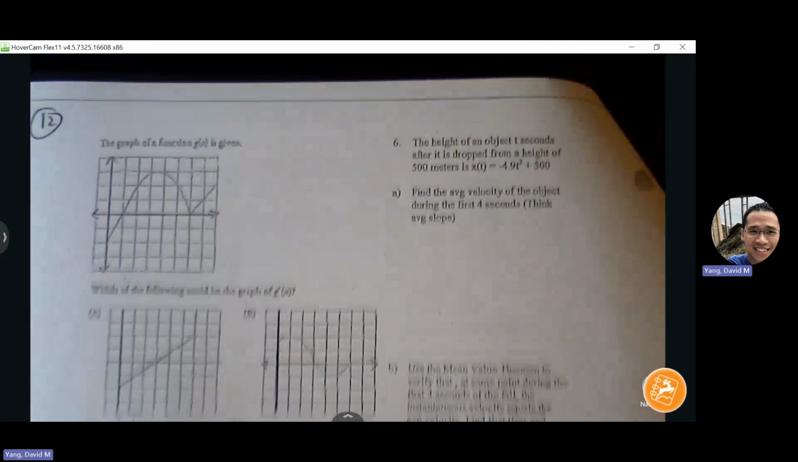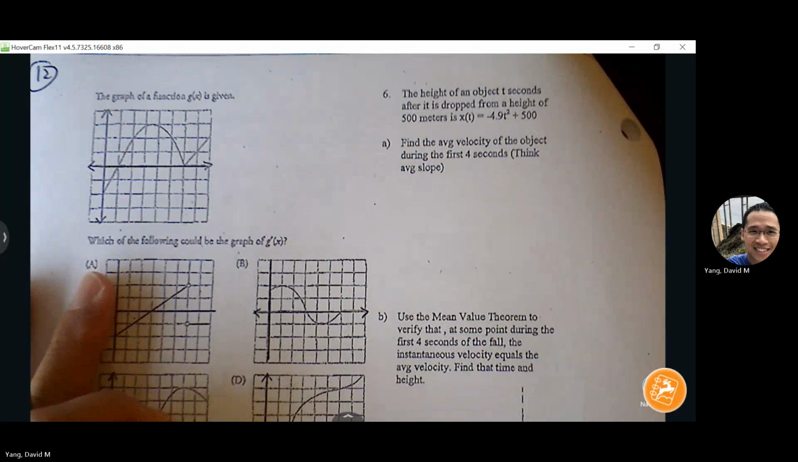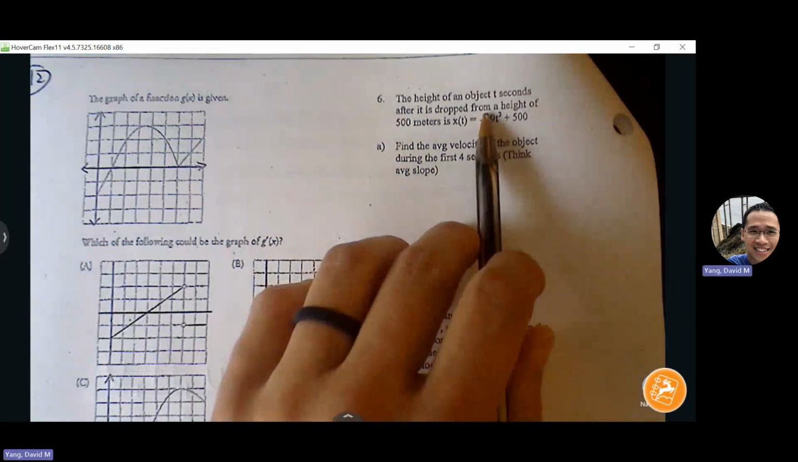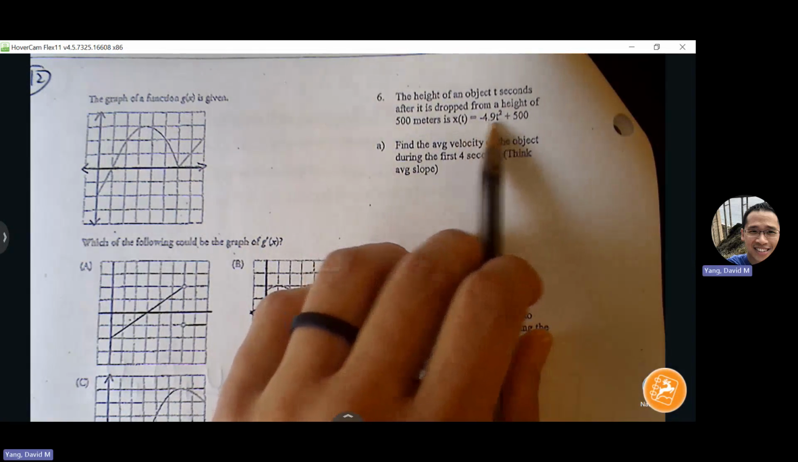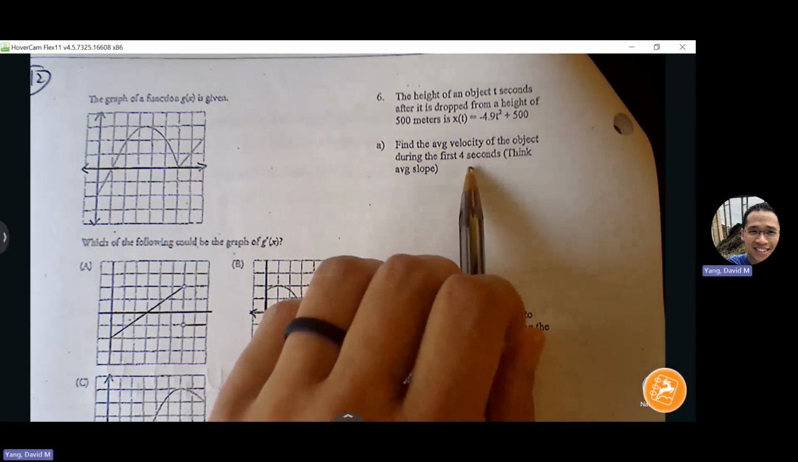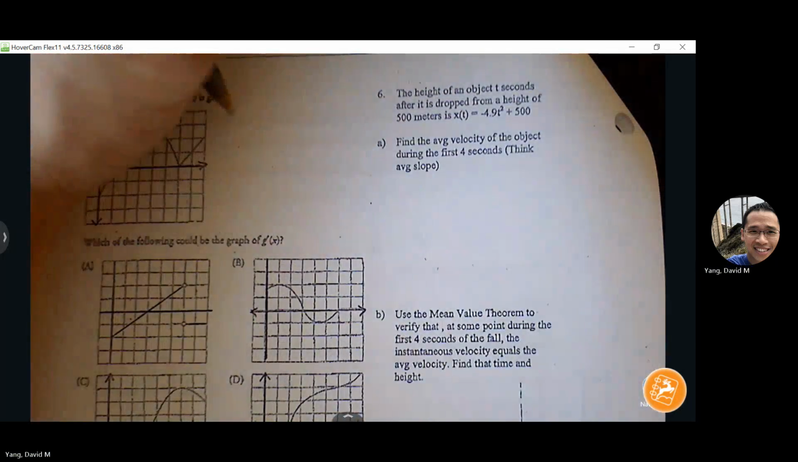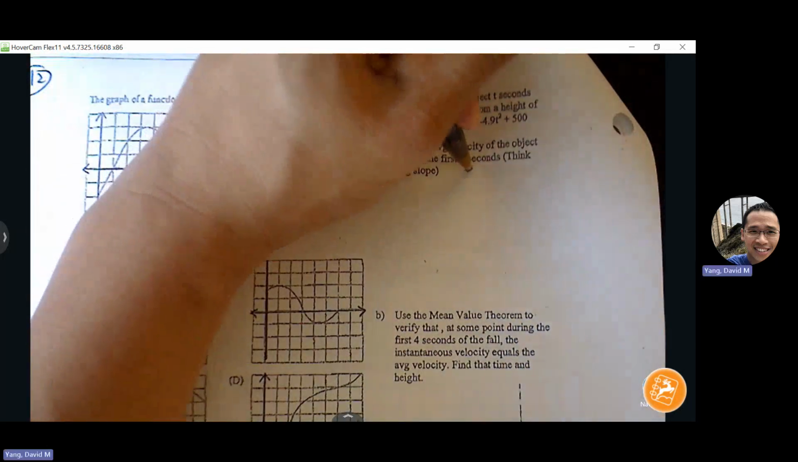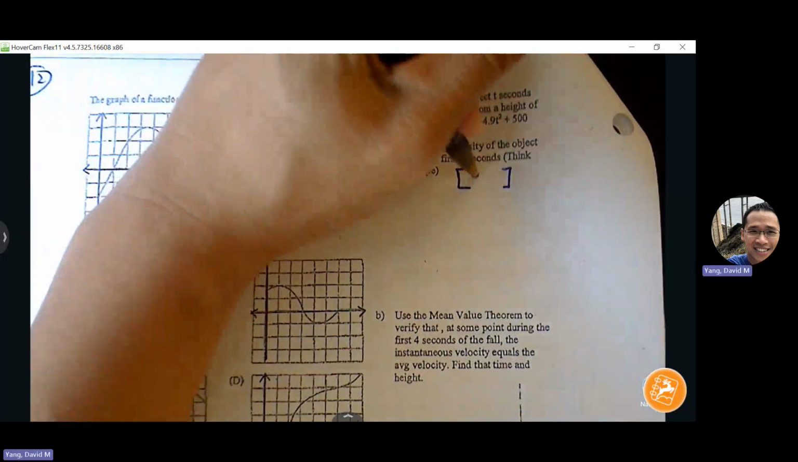Okay, so page 12. It says the height of the object is provided with x of t, that's position. Find the average velocity. So average velocity just means change in position over change in time, right? Just the slope between the endpoints. So for the first 4 seconds, that means I'm going from what to what? 0 to 4.